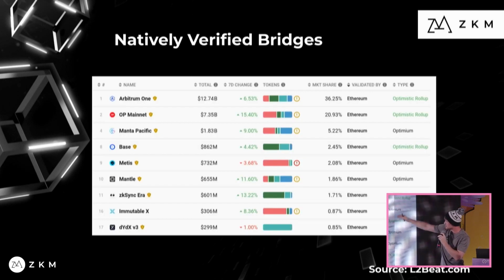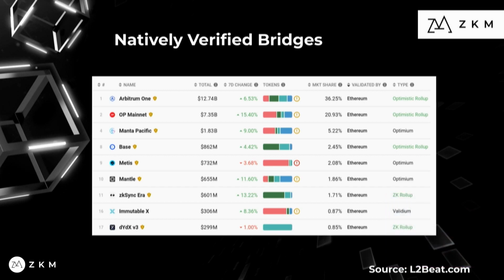So for example, here are some of the natively verified bridges. So we have like Arbitrum, OP, Manta, Base, Metis, Mantle, etc. These are verified essentially by the L1. A lot of these are layer 2 scaling solutions, and they're built on top of Ethereum. So we're depending on Ethereum's consensus in order to bridge to these ecosystems.